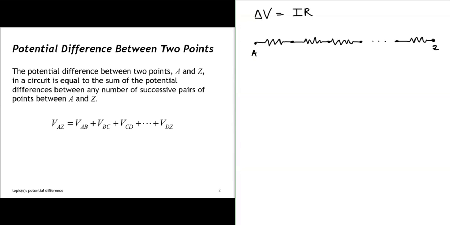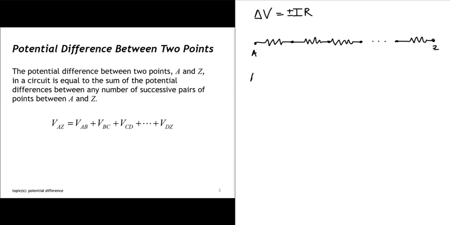Now, depending on the direction of current, we might say the potential difference is the positive product of current times resistance, or we'll say the potential difference is equal to the negative of the current times the resistance. We'll talk about when it's positive and when it's negative later. For now, let's just look at the magnitude of the potential difference between 2 points.